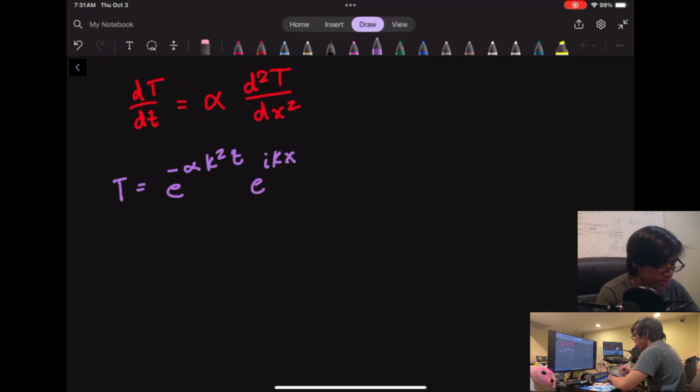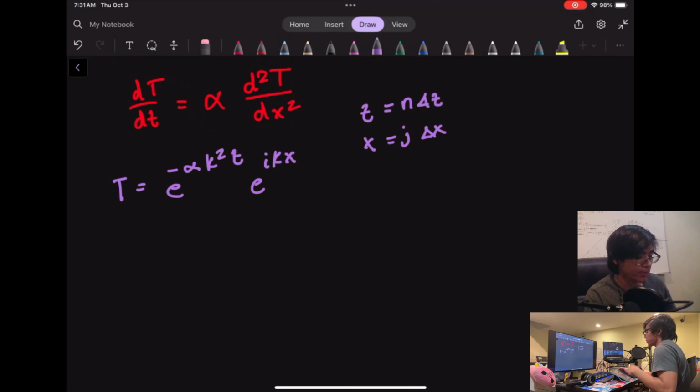And remember that these t and x's, this time and position, we denote these as equal to the number of time steps we're taking and the actual discretization steps that we have. So again, for t, that's n times change of t, and for x position, we note that with the j, and obviously our change in x, delta x.